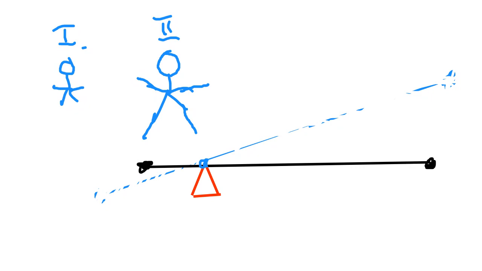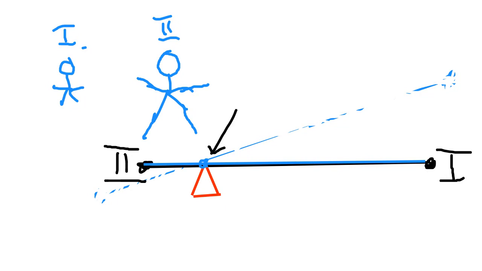You've all been on a seesaw, right? Yeah, that's right, Norina. The big kid, kid number 2, is going to be sitting on the left, and kid number 1 is going to be sitting on the right. Now, this is just one-dimensional. This is your center of mass.